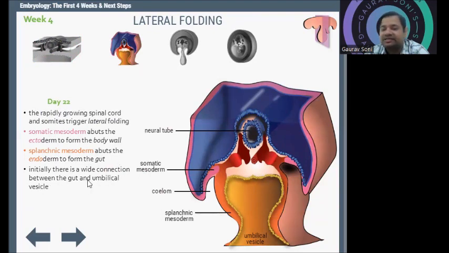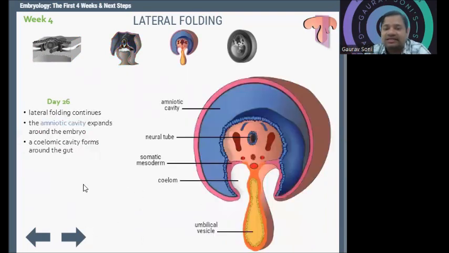Initially, there is a wide connection between the gut and the umbilical vesicle. You can see the diagram. This is the neural tube from the previous one. Then you can see somatic mesoderm. Coelom is present, splanchnic mesoderm, and this is the umbilical vesicle. So this growth is on the lateral sides. The lateral sides will grow and then move downward. In the next days, the lateral folding continues.